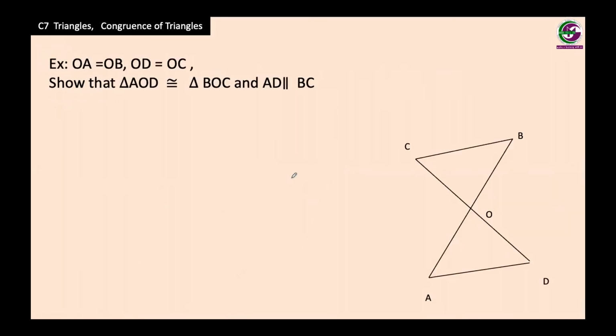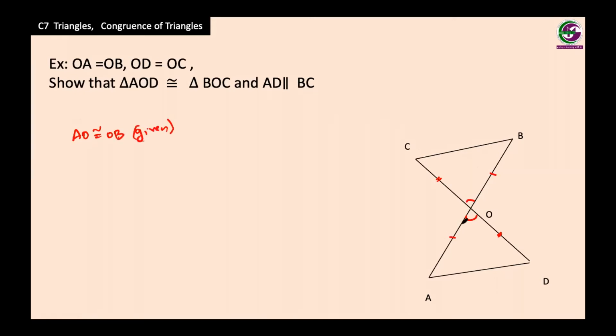Let us move to an example. OA is equal to OB, which means these two are equal. And OD is equal to OC. OD, let us mark it by 2 slash. These two sides are equal. Now we have to prove that AOD is congruent to BOC. Now we have two sides. So let us take the sides which are equal. So OA is congruent to, equal or congruent is the same, OB, it is given.